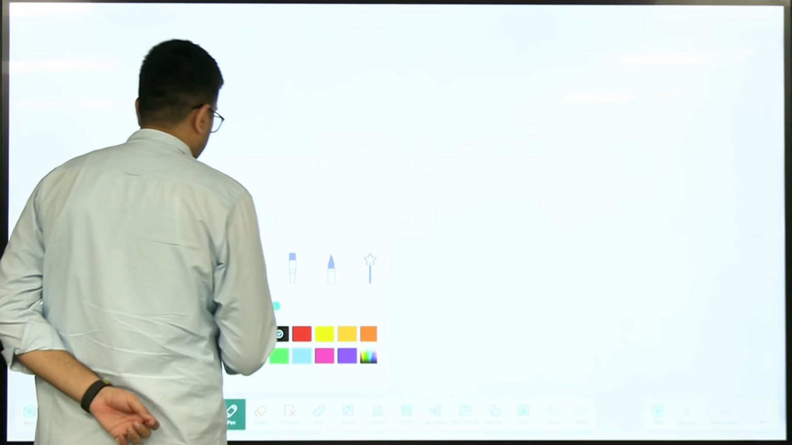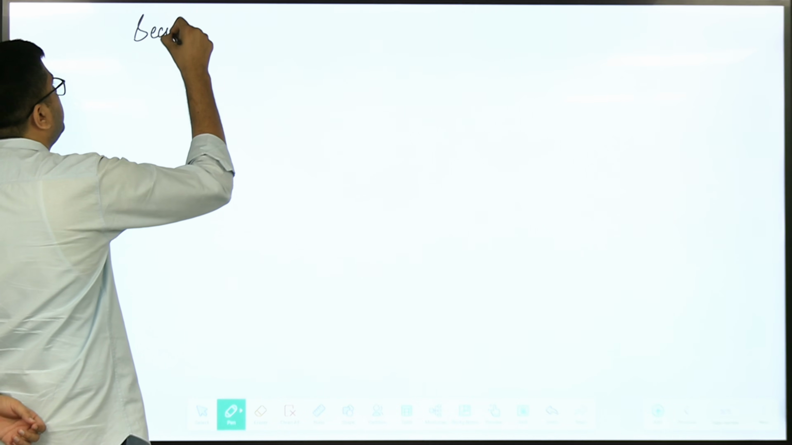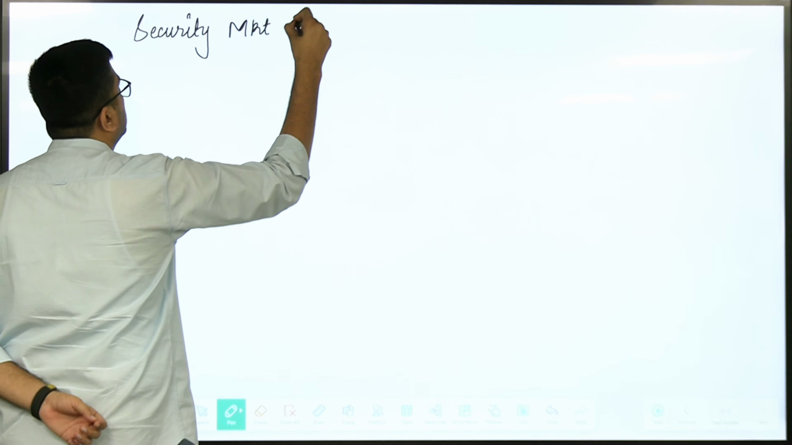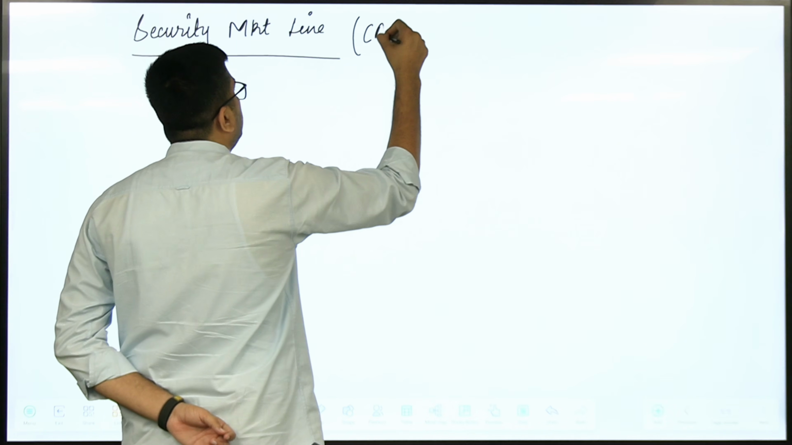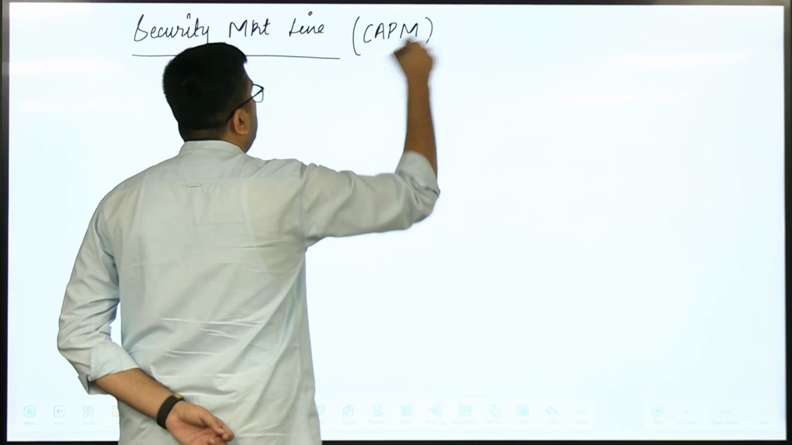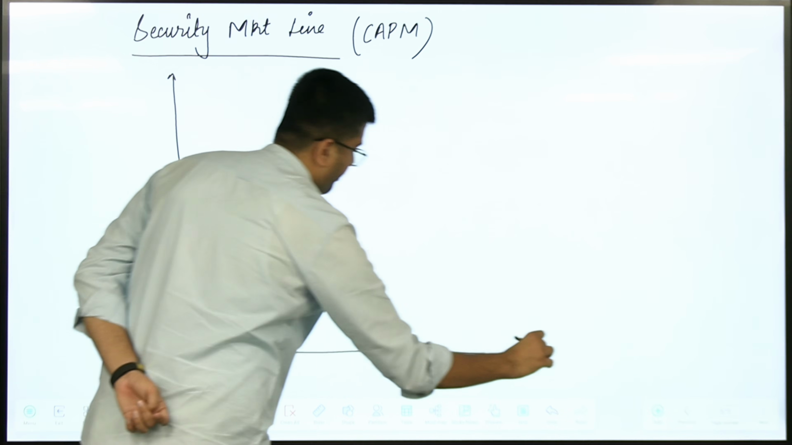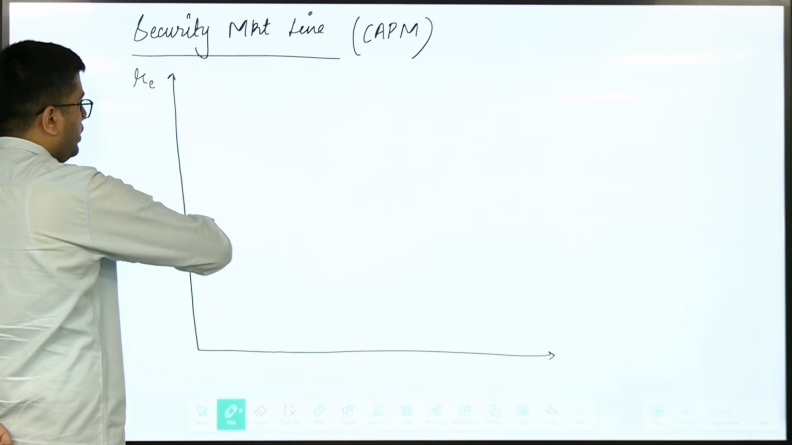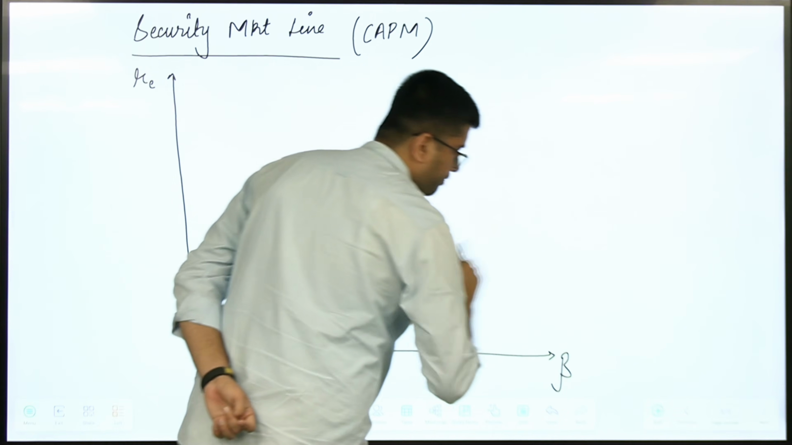The last theory that we have here is security market line. This is graphical representation of capital asset pricing model. Graph will look pretty much the same, except we now have return mostly of equity. And on the x-axis, we have beta.